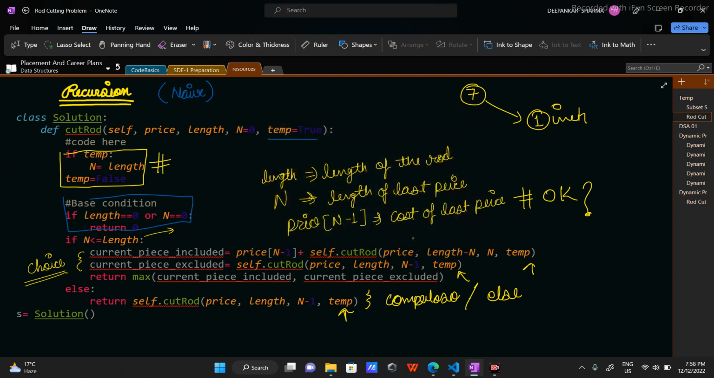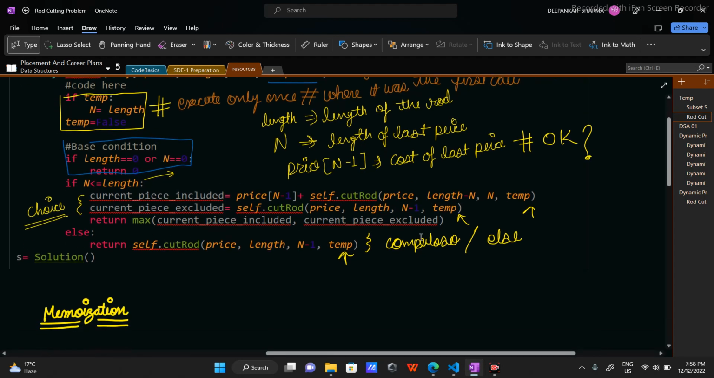So this portion of code will execute only once, on the first call. Okay, now talking about the base condition.